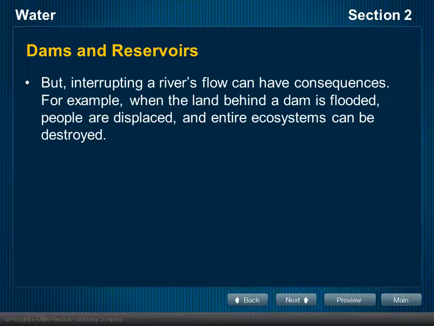Now, when you put a dam across a river to create a reservoir or to capture the energy of the moving water to create electricity, certainly we need to acknowledge that this is not without consequences. It has consequences upstream. It has consequences downstream. Behind the dam, the land becomes flooded. And when the land becomes flooded, people and animals can't live there.